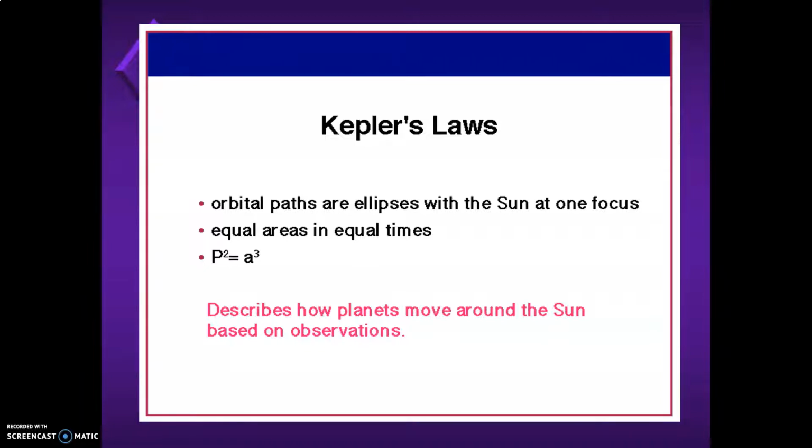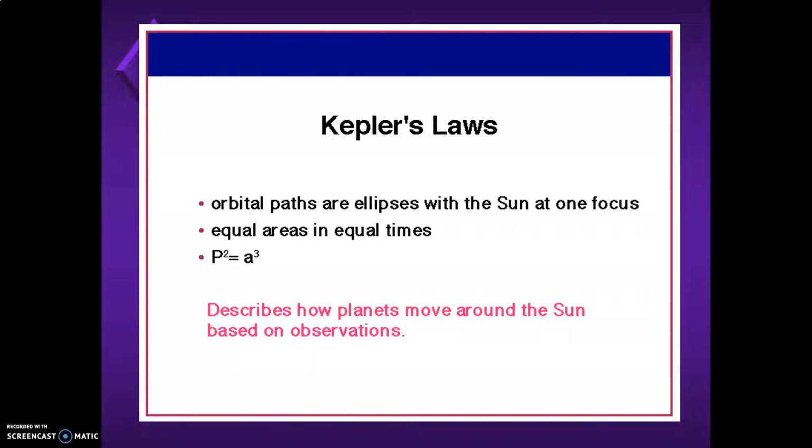We said Kepler's second law, equal area in equal times. I'll go over what that is in more detail coming up. And then third law, capital P squared equals little a cubed. That's the orbital period squared equals the length of the semi-major axis cubed.